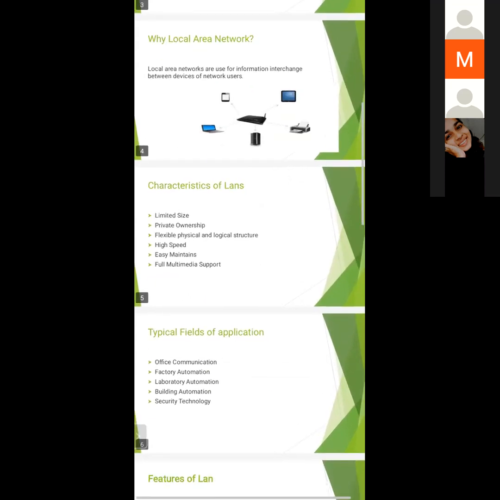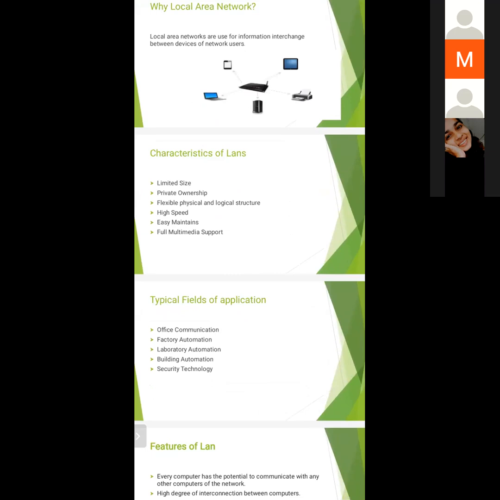Typical fields of application: office communication. When you work in a big office with a lot of different departments, it's tough to communicate with people in a different department. At that time we use LAN. Factory automation is industrial automation, connecting factory equipment to improve the efficiency and level of process control systems. This in turn leads to lower cost, improved quality, increased flexibility and less environmental impact.